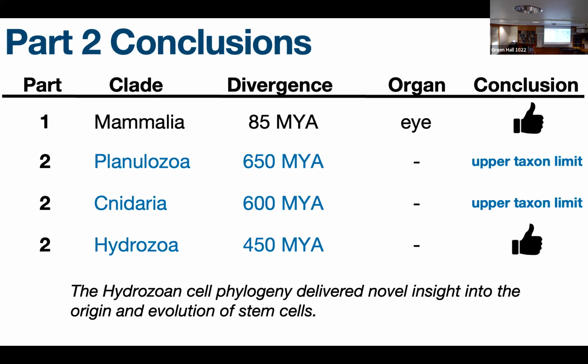Okay, so with my current method, we hit our upper taxonomic limit at 650 million years old. Our current cross-species integration approach is simply insufficient, but hydrozoans occupy a phylogenetic sweet spot. Hydrozoan cells also delivered a novel insight into the origin and evolution of stem cells. So this is significant because while mammals are only about 85 million years old, hydrozoans are about 450 million years old. Okay, so I looked really, really far apart at taxa separated by 650 million years.